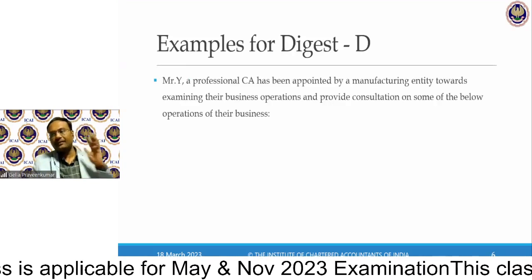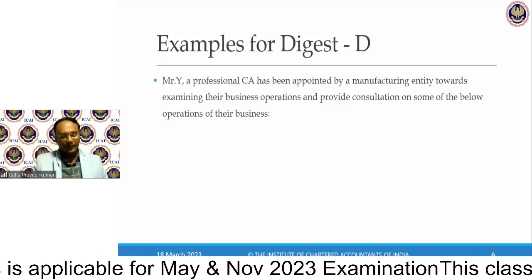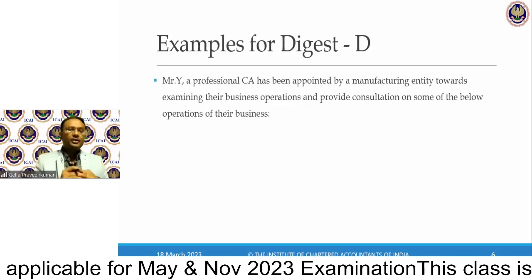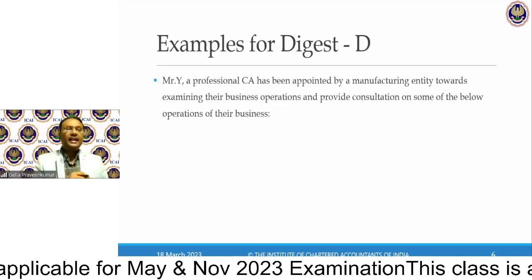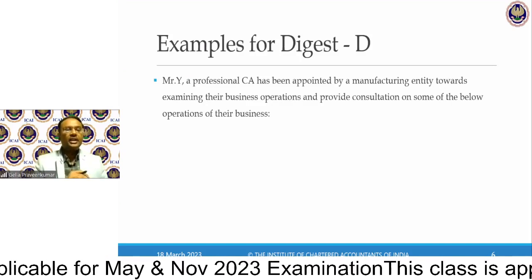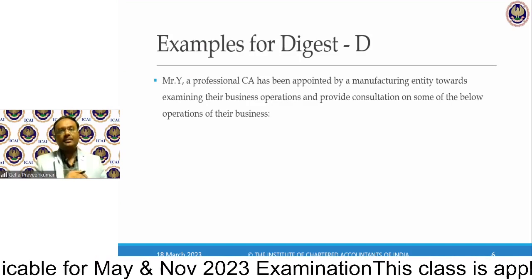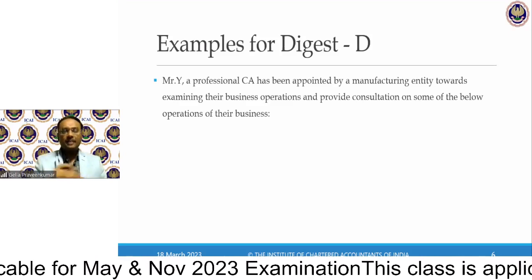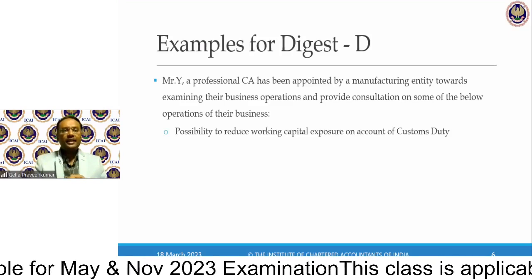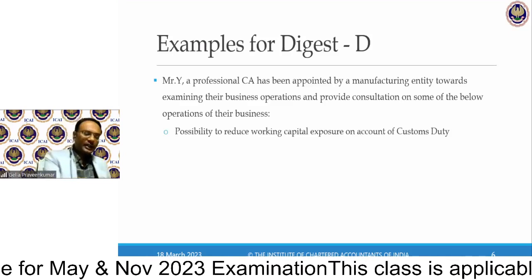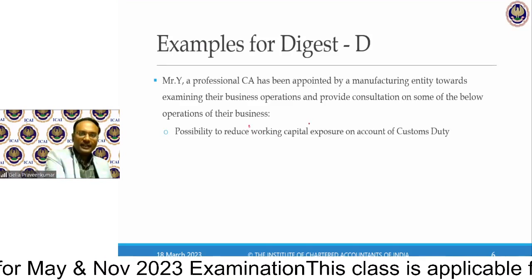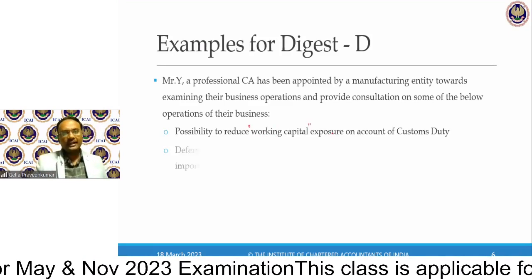And this is my favorite slide where I'm going to make you understand how we have to look at the customs law. So let's read this particular example. Mr. Y, a professional chartered accountant, has been appointed by a manufacturing company towards examining their business operations and providing consultation on some of the below operational aspects. Point number 1, possibility to reduce working capital exposure on account of customs duty.